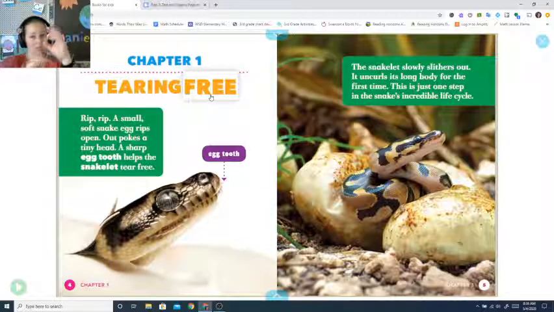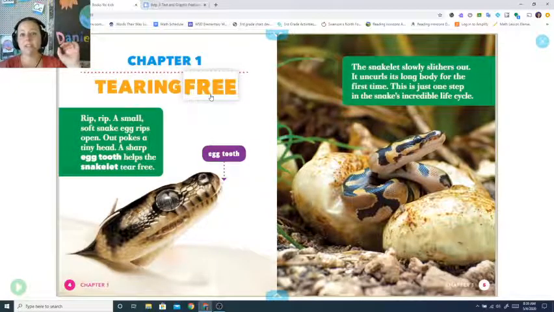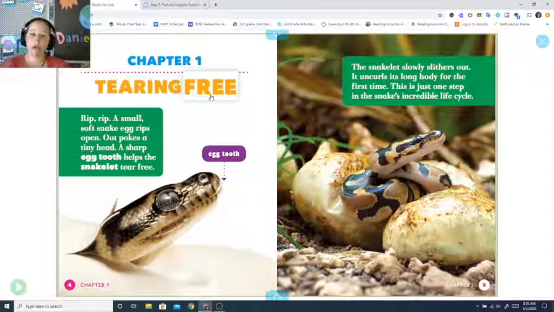They just break down into smaller sections. They'll say, okay, the whole thing's about tearing free, but this section is specifically about this. This section is specifically about this. And it lets us know what they're about. Okay? Right here, we've got this picture of this cute, cute little snake baby coming out of the egg, right?